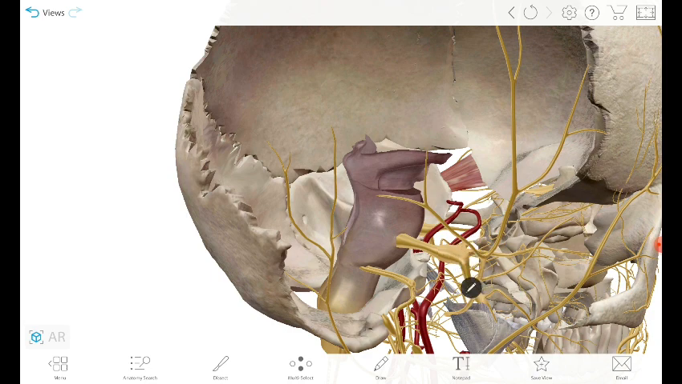this branch and this branch. So this is the trigeminal nerve giving off the ophthalmic branch, the maxillary branch, and the mandibular branch.